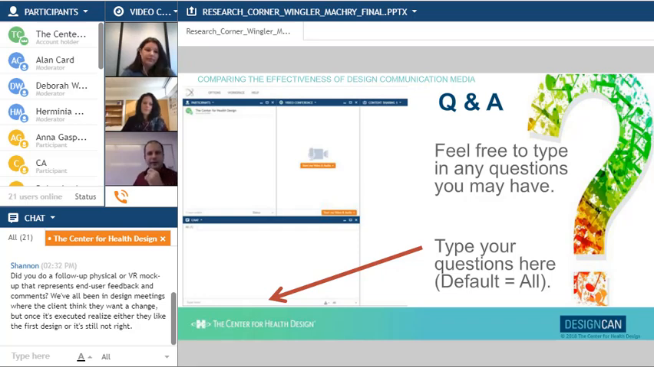And again, that's a great segue into the next question, which is, did you do a follow-up physical or VR mock-up that represents end-user feedback and comments? We've all been in design meetings where the clients think they want to change, but once it's executed, realize either they like the first design or it's still not right.